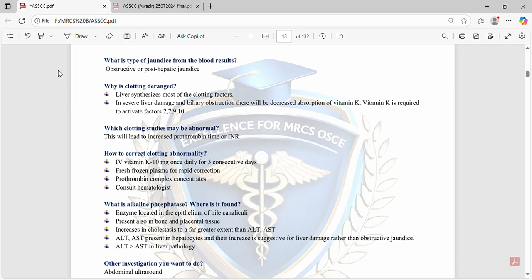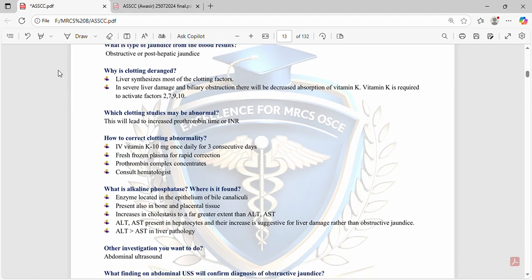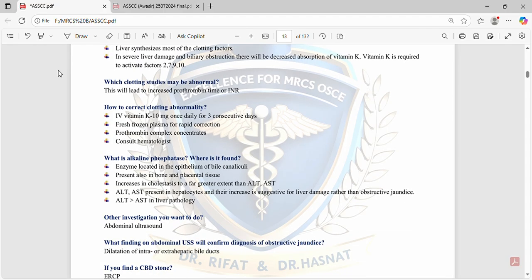How to correct clotting abnormality? IV vitamin K 10 milligram once daily for 3 consecutive days, and fresh frozen plasma for rapid correction. Prothrombin complex concentrate. Consult a hematologist. Human prothrombin complex concentrates are better than FFPs.